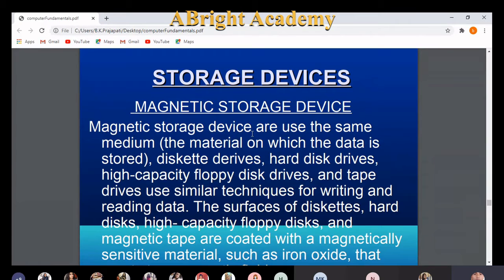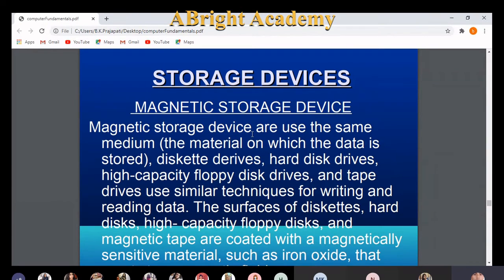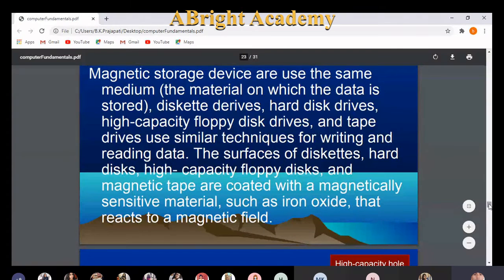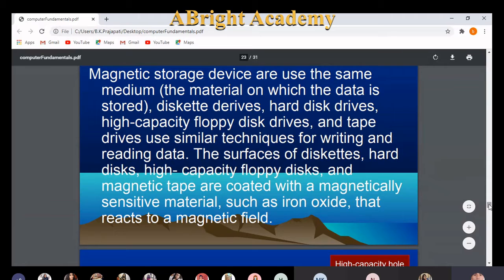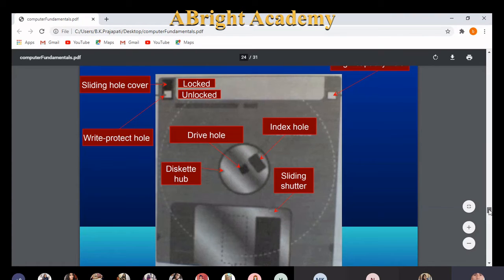So we have storage devices like the magnetic storage device. In magnetic storage devices, the same medium is used, the material on which the data is stored. Disk drives, hard disk drives, high capacity floppy disks and tape drives use similar techniques for writing and reading data. The surfaces of disks, hard disks, high capacity floppy disks and magnetic tape are coated with a magnetically sensitive material such as iron oxide that reacts to a magnetic field. This is a floppy disk.